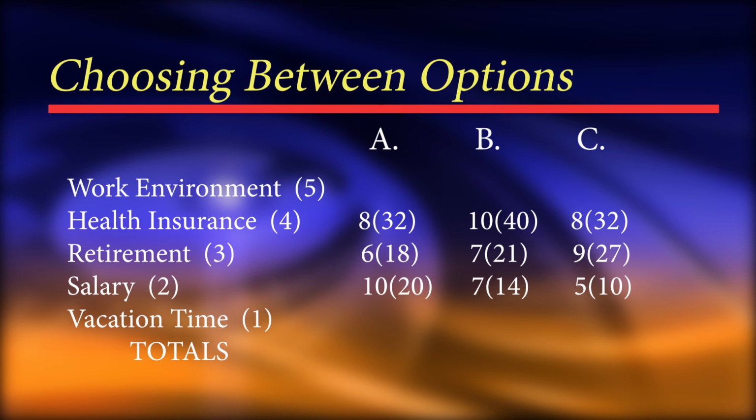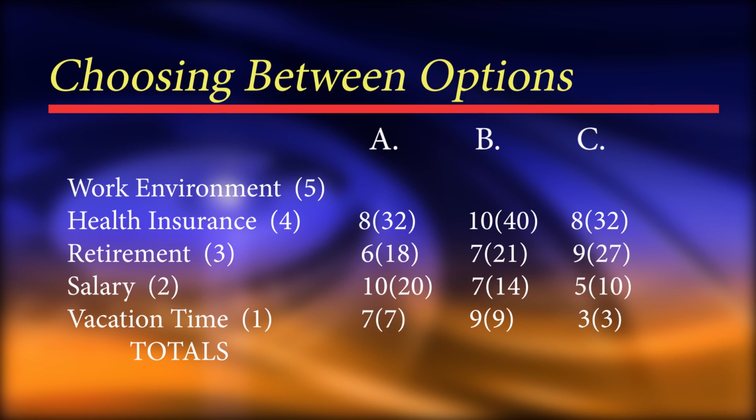And then retirement is a value of 3, and you say with job A, retirement barely above average, so I'm going to give it a 6. 3 times 6 is 18. And then B, retirement above average, a little better than A, so I'm going to give it a 7. 3 times 7 is 21. And then C, retirement almost perfect. They've got a really good retirement program, so I'm going to give it a 9, and 3 times 9 is 27.